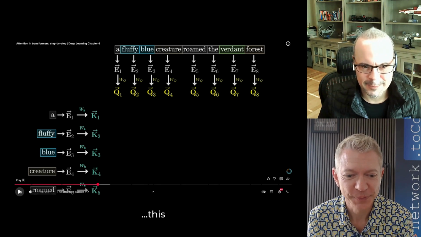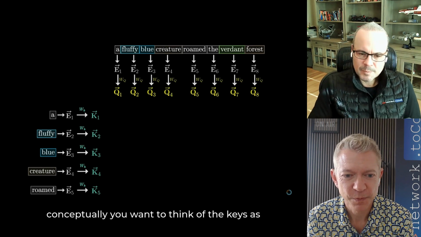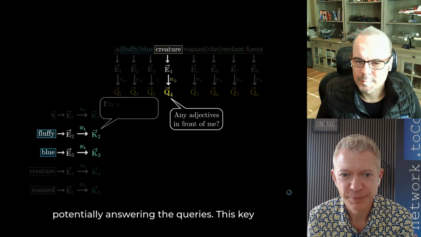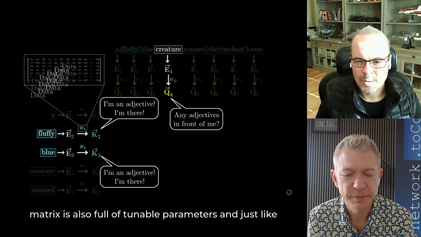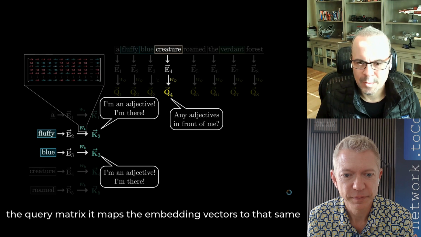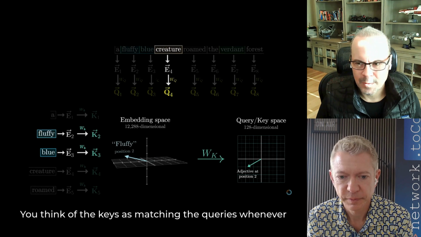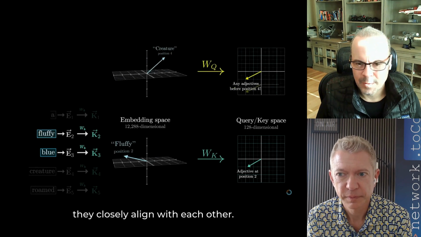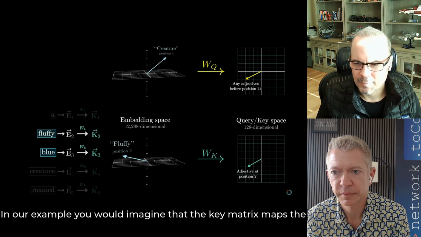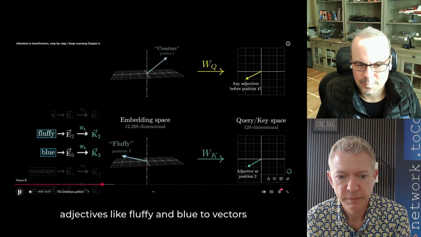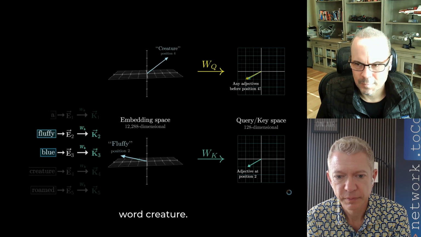It is. This is a second sequence of vectors that we call the keys. Conceptually, you want to think of the keys as potentially answering the queries. This key matrix is also full of tunable parameters, and just like the query matrix, it maps the embedding vectors to that same smaller dimensional space. You think of the keys as matching the queries whenever they closely align with each other. In our example, you would imagine that the key matrix maps the adjectives, like fluffy and blue, to vectors that are closely aligned with the query produced by the word creature.